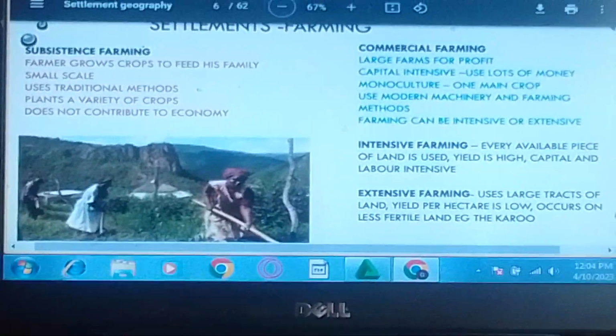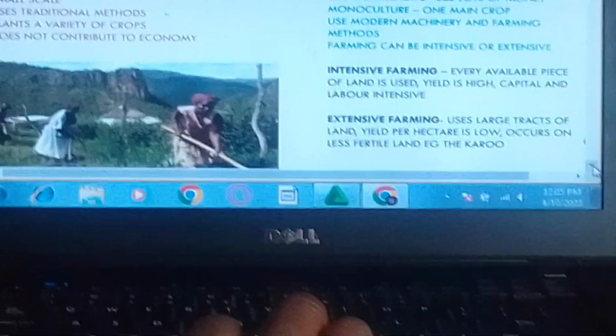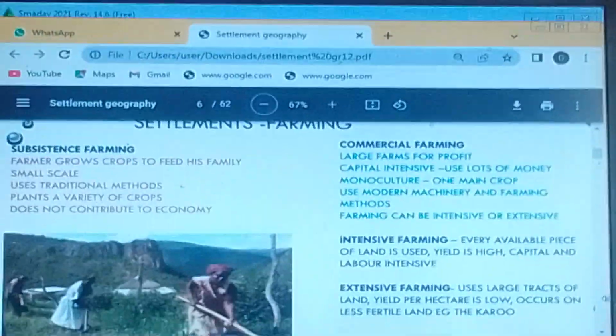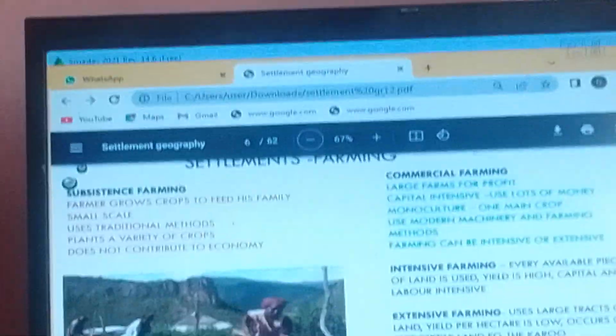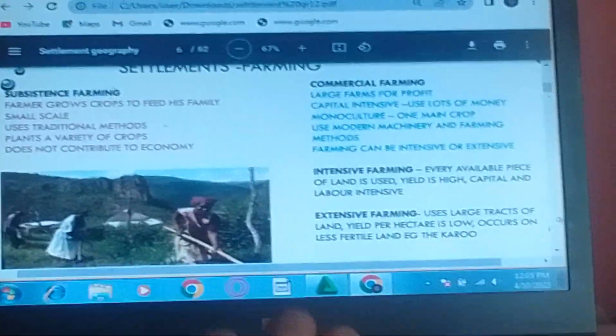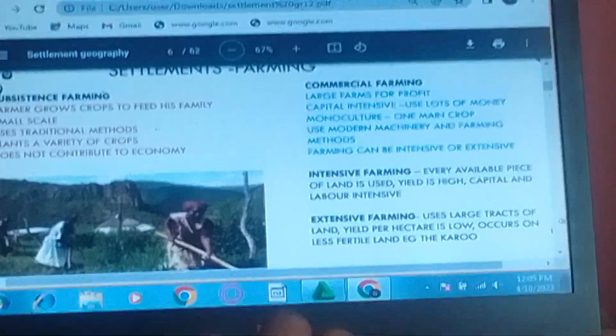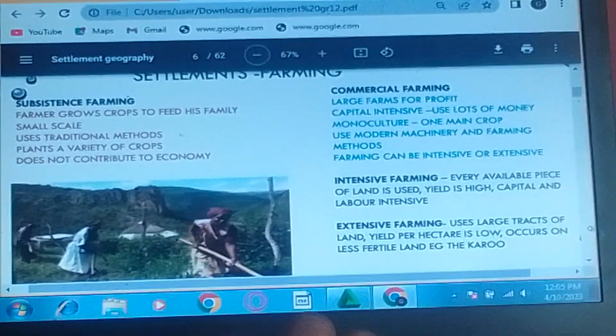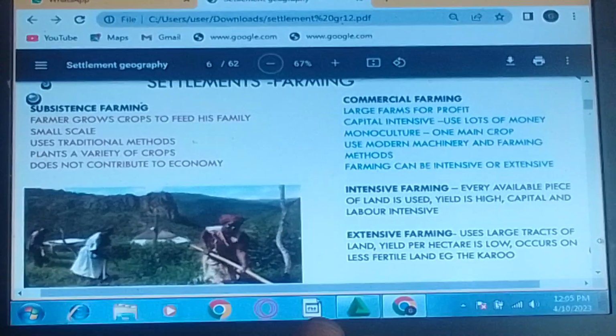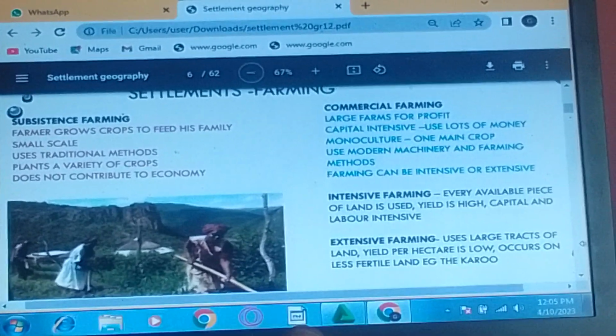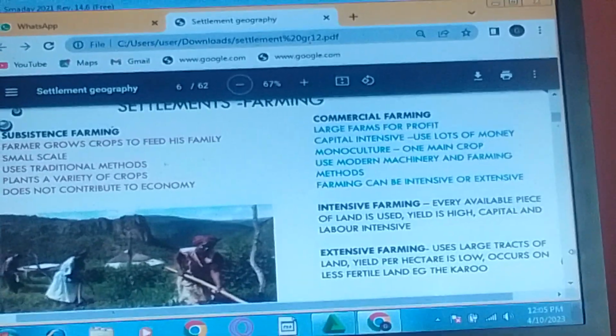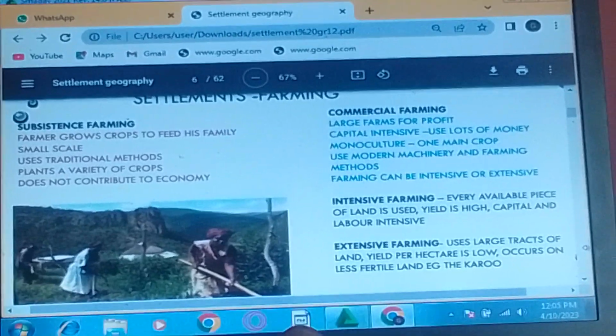Now, the countryside can also engage in commercial farming, which is basically farming for profit, where we grow crops for profit. But we use a lot of capital and a lot of money. And most of the time, it concentrates on growing one main cash crop, which leads to what we call monoculture. We use modern machinery and farming methods, and as a result, farming can be intensive or extensive.